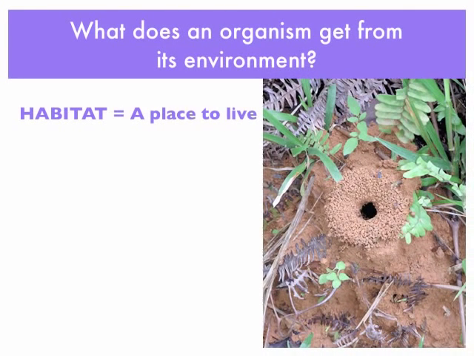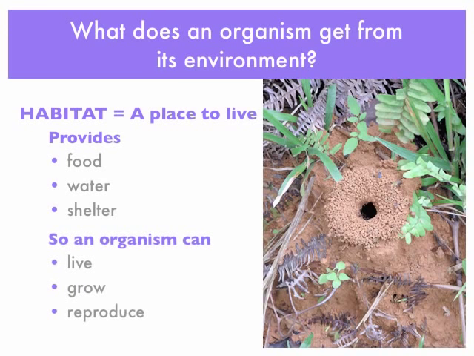One of the first things we need to think about is, what does an organism get from its environment? Another way of talking about its environment is its habitat. It's a place where it can live. That habitat's going to provide it with food, water, and shelter. If an organism has all those things, it's going to be able to live, grow, and reproduce.